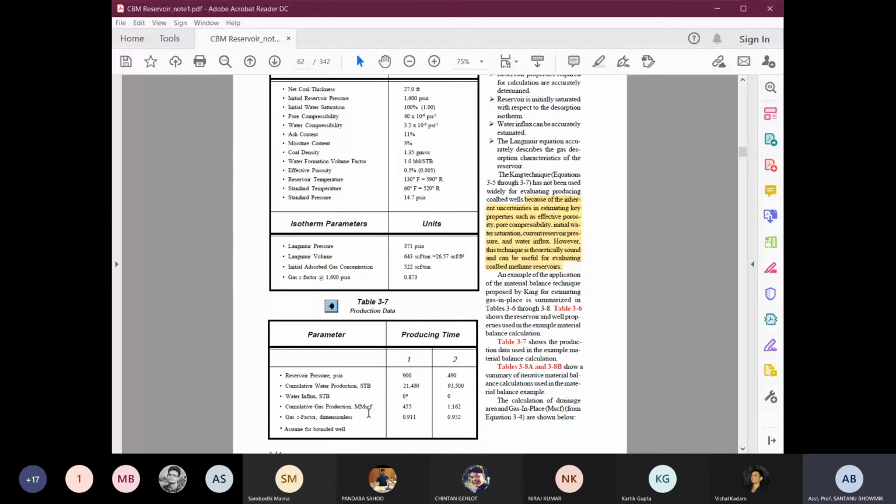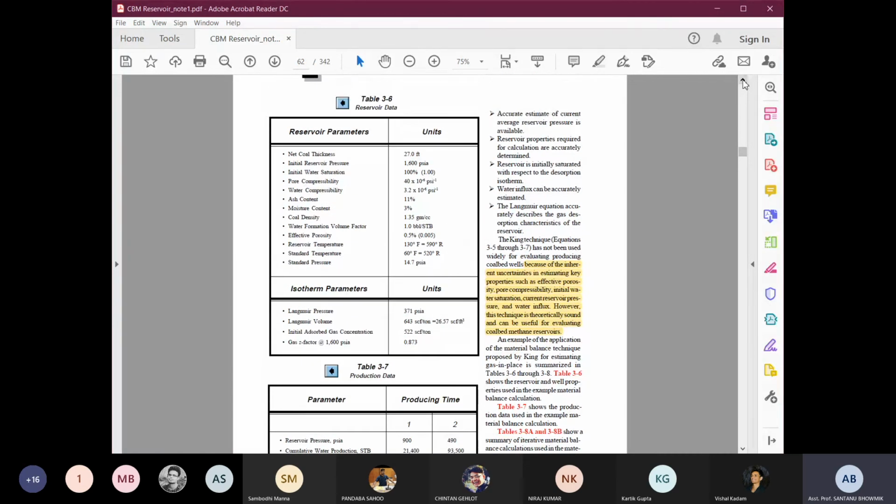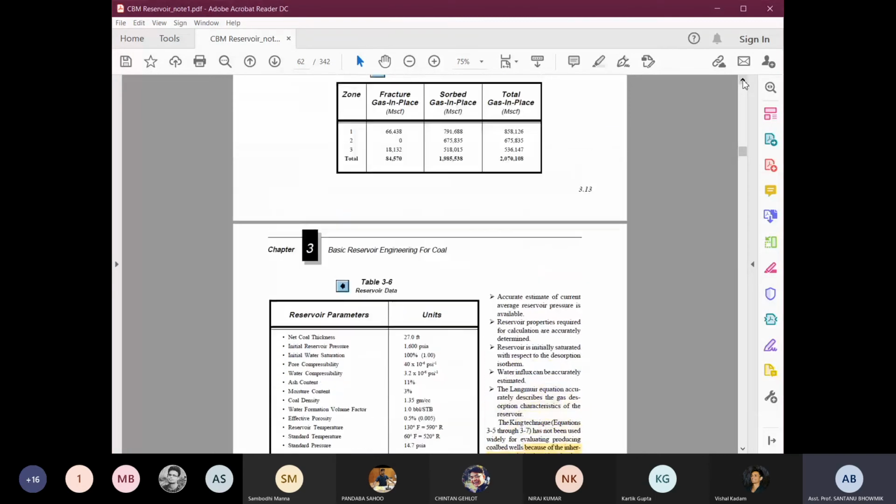Cumulative gas production, you can see, is in billions. Gas Z factor is dimensionless; the compressibility factor is always dimensionless. And what are the other assumptions you are going to take? With this data you will be able to estimate your total gas influx.